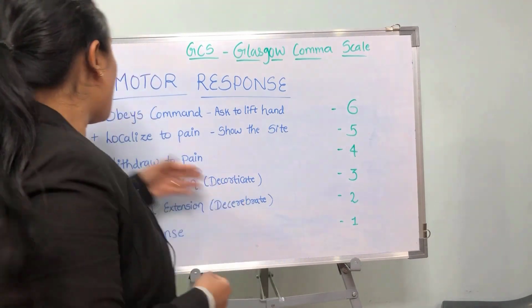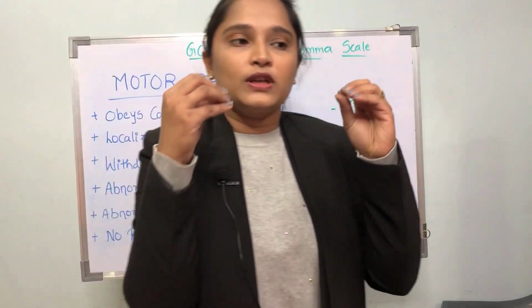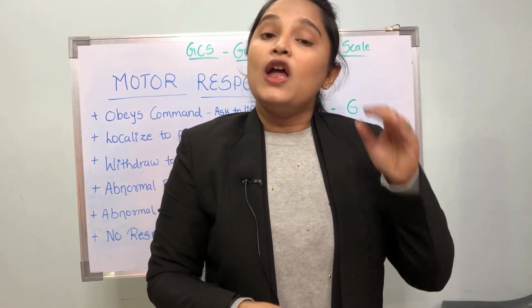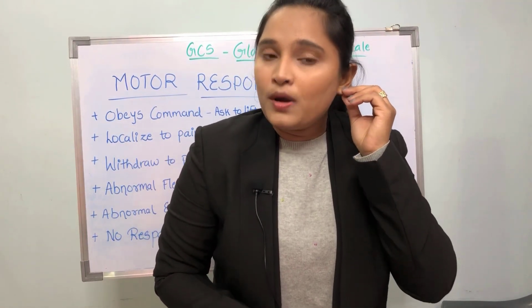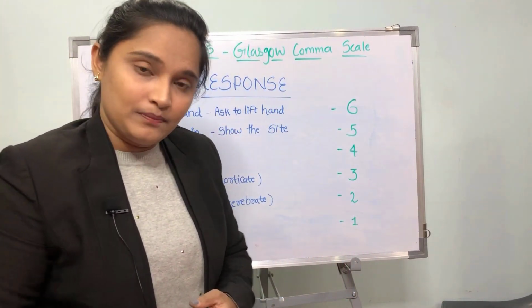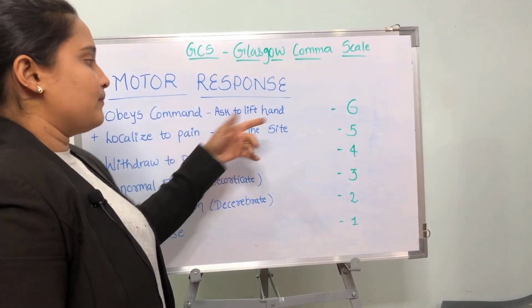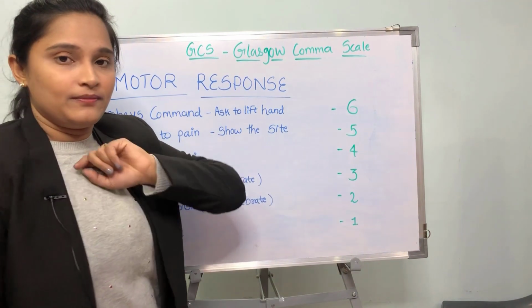6. If there is localization to pain, meaning if you are giving some pressure to the patient, if you are pinching at the earlobe and the patient shows the site where he is having pain, the patient will move his hands to the pressurized site. That is localization to pain. The score will be 5.